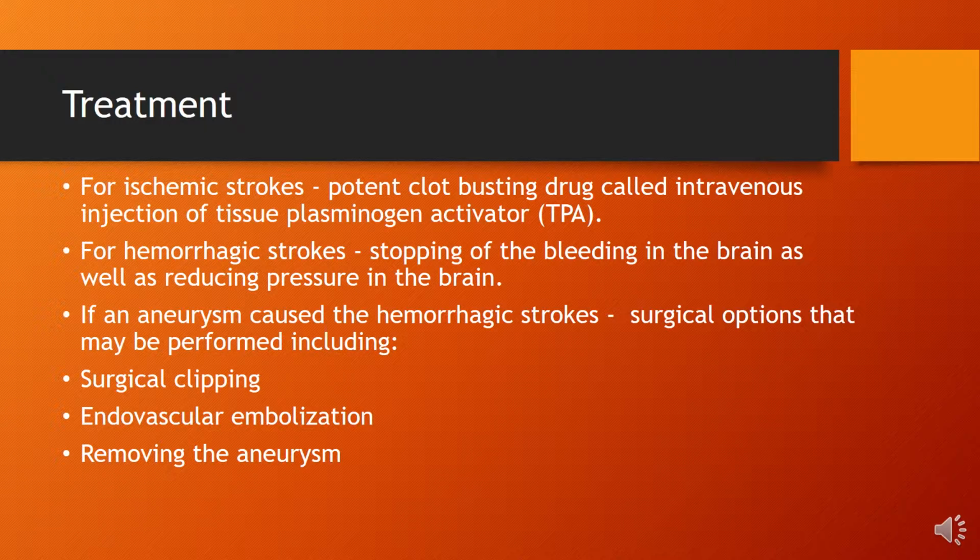Hemorrhagic strokes, stopping of the bleeding in the brain as well as reducing pressure in the brain, is very important in treatment of a hemorrhagic stroke. And usually it's surgery that performs the stopping of the bleeding or reducing pressure. Now, if an aneurysm causes the hemorrhagic stroke, there's several surgical options. One is called surgical clipping, endovascular embolization, or simply removing the aneurysm.